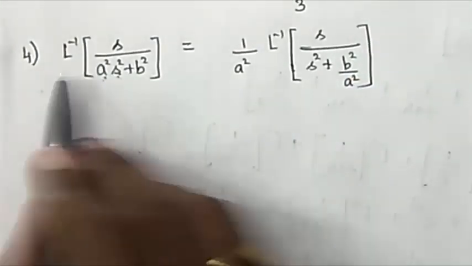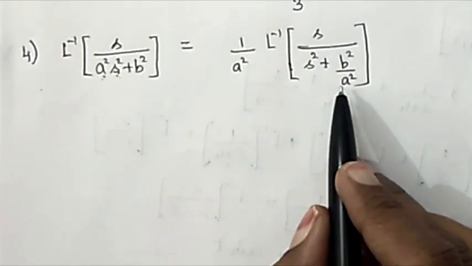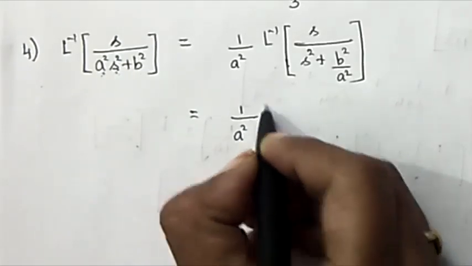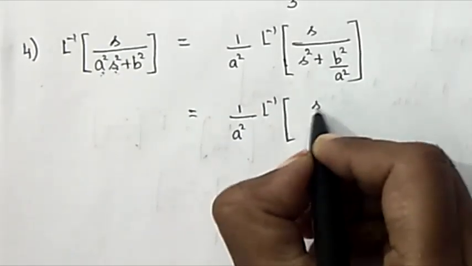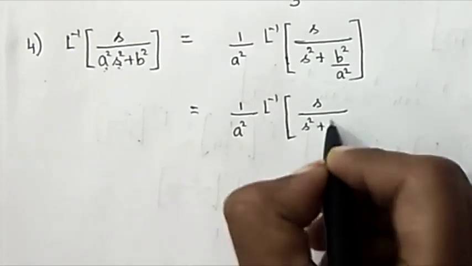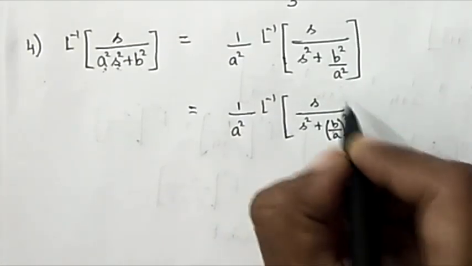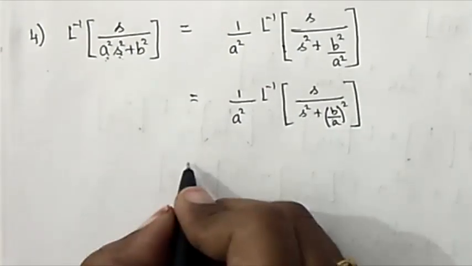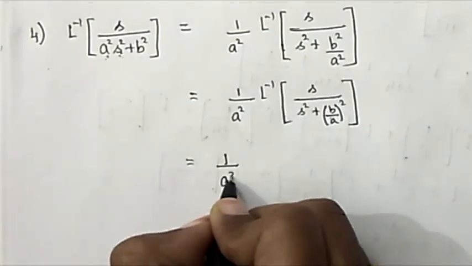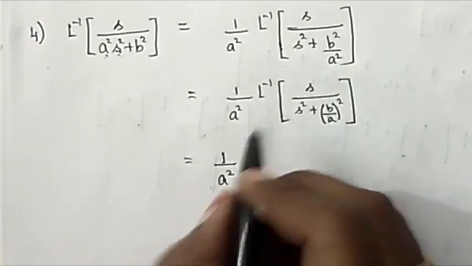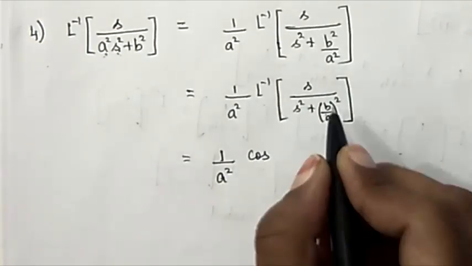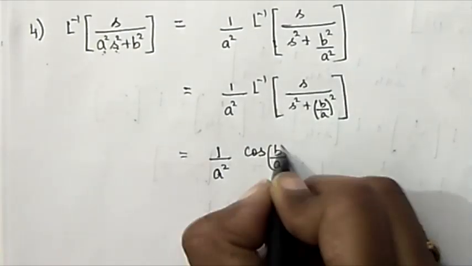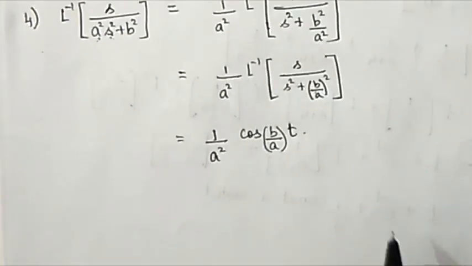Since the constant has gone outside, we get s square plus b square by a square. Now this is equal to 1 by a square L inverse of s by s square plus b by a the whole square. It is in the form of s by s square plus a square. By formula it is 1 by a square. S by s square plus a square will give you cos whatever constant is here. So cos b by a times t. So this completes the fourth problem.